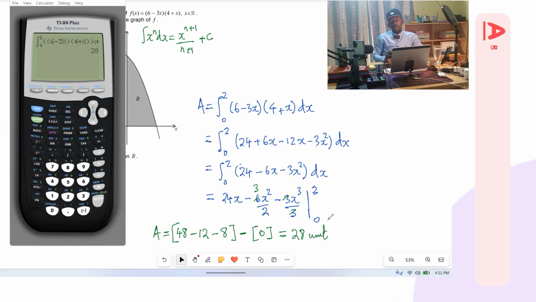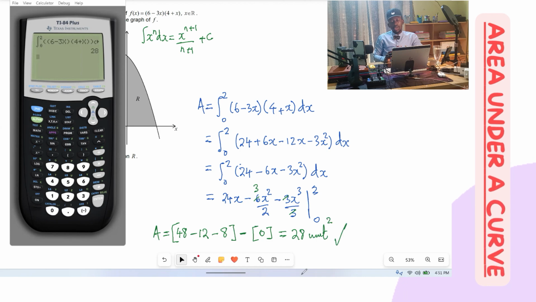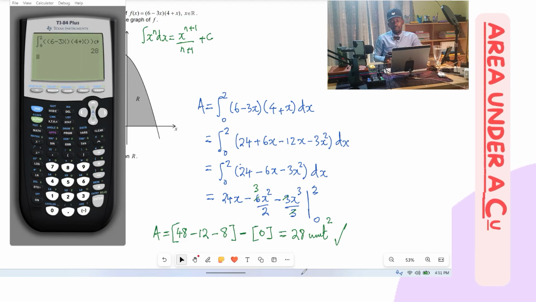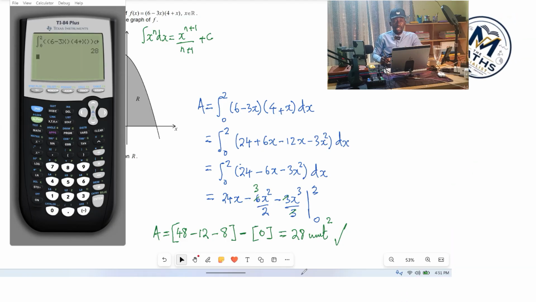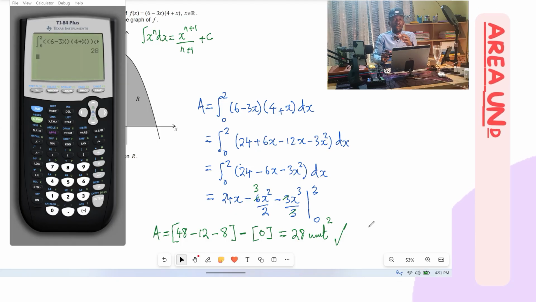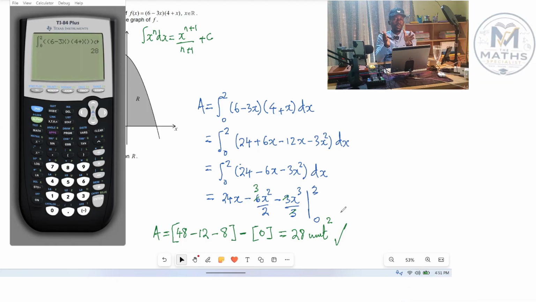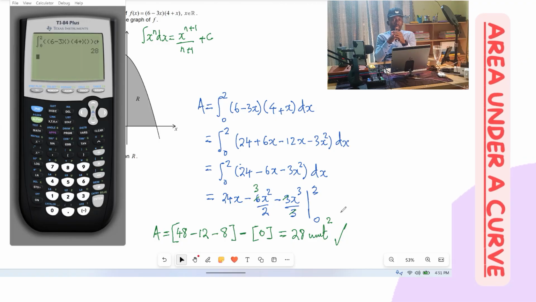So whether you are using the calculator or doing it manually, at the end you will reach the same result. You will reach the same conclusion. And that is how you are supposed to do a question on the integral like this.